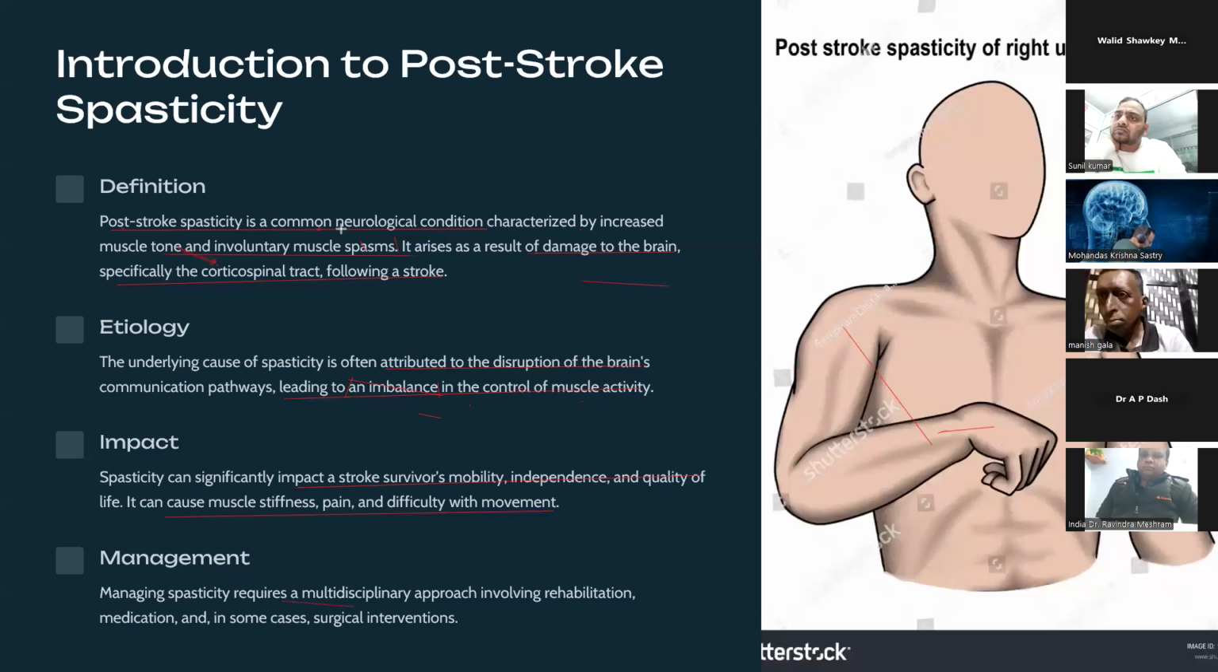Managing requires a multiple approach involving rehabilitation, medication, and in some cases surgical intervention. So we generally avoid surgical interventions in most of the cases. We manage it with various stem cell therapy and all. But yes, it can be managed, very well managed, and it can be recovered.